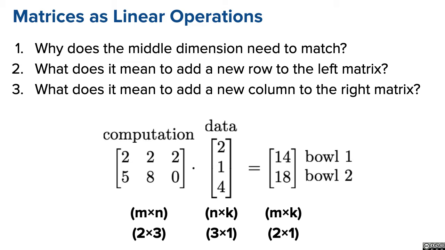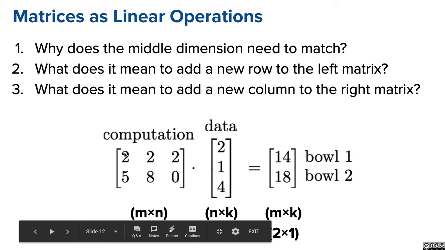Yeah. That's certainly one way to look at it. So David says, okay, if I drop a column from the computation matrix, then I can't do the computation on my data vector. Yeah, I think that's totally valid. One way to look at this is you can think of the computation here as a function, right?